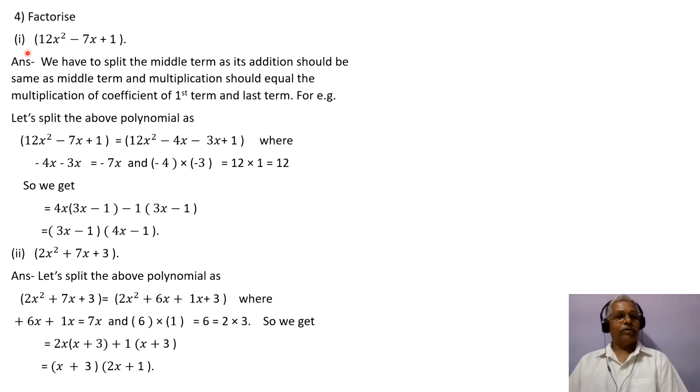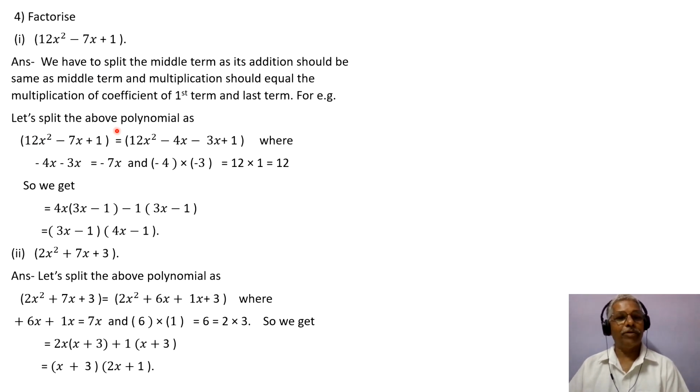Fourth one, factorize. First one is 12x square minus 7x plus 1. Answer, we have to split the middle term so that its addition should be same as the middle term. Okay, we have seen this even before. And multiplication should equal the multiplication of coefficient of first term and last term. Okay, multiplication of these two terms. You will see this as you go ahead in this topic, and you will come to know the exact meaning of this. Okay, it's given here also.